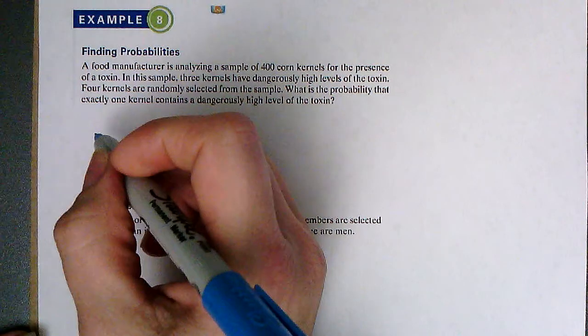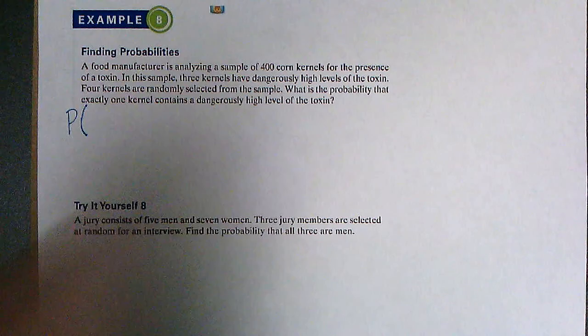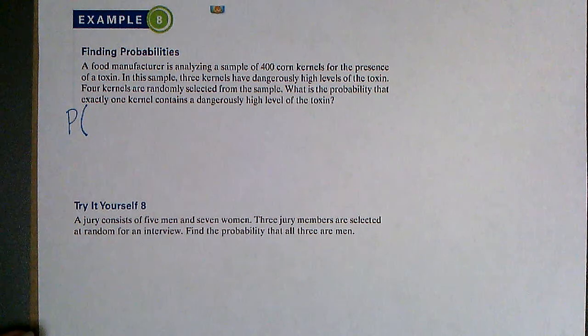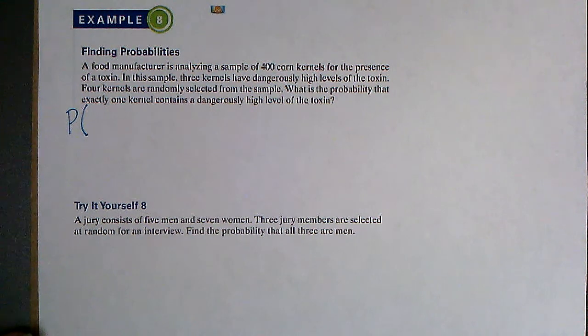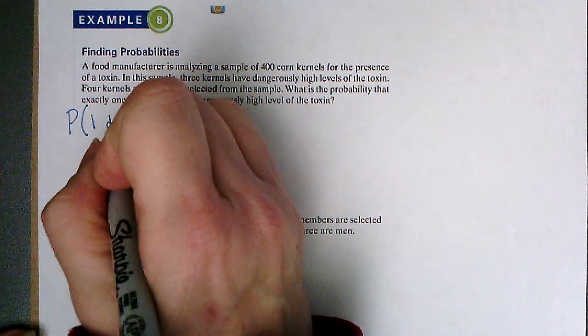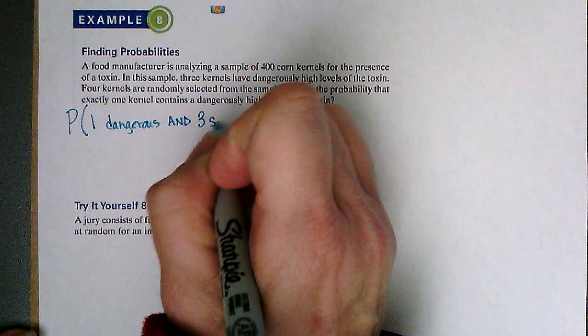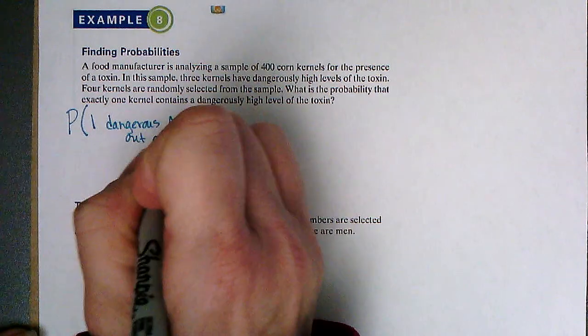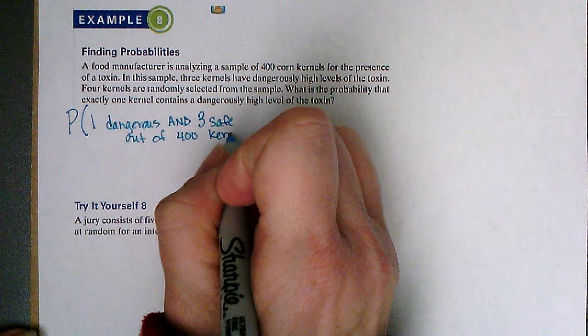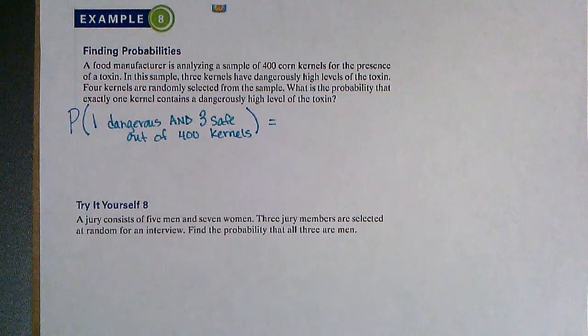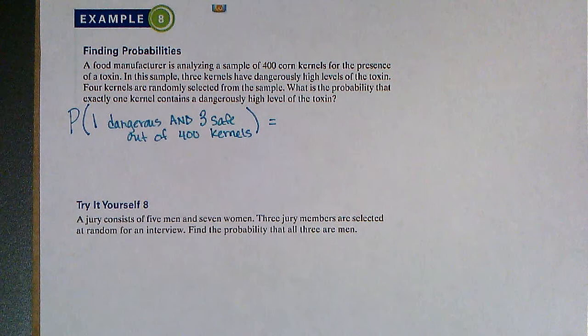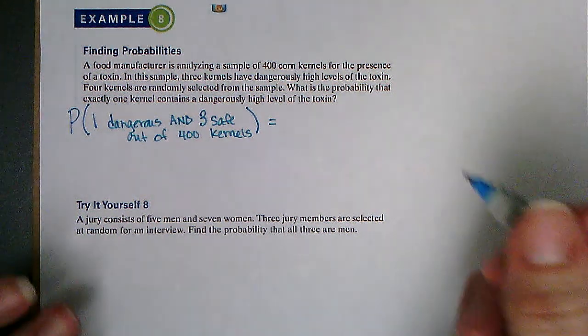So here's what we're doing. We are figuring out the probability that when I choose 4 kernels, I'm going to get 1 that's dangerous and 3 that are safe. So it's the probability of 1 dangerous and 3 safe out of my 400 kernels in my sample. So remember back to our keywords. The word "and" means that we are going to be multiplying.